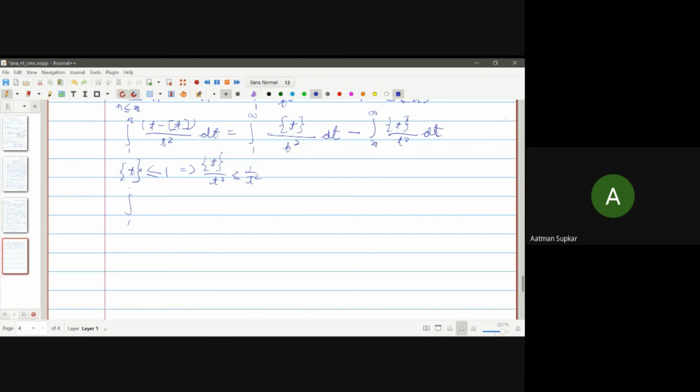Integration 1 to x of 1 over t square dt is equal to minus 1 by t from 1 to x. This is equal to 1 minus 1 by x. Be careful here. There's a lot of signs. Minus 1 by x minus of minus 1 by 1, which is plus 1. Now as x tends to infinity, this thing tends to 1. This is very well defined.